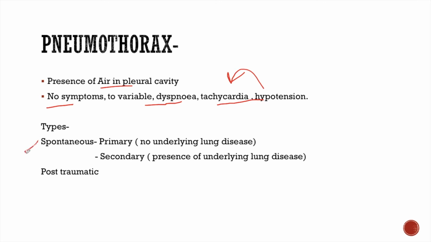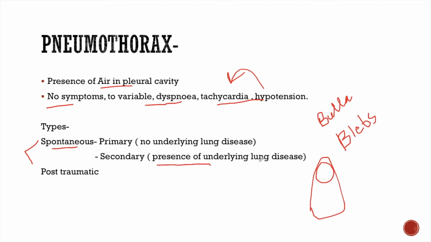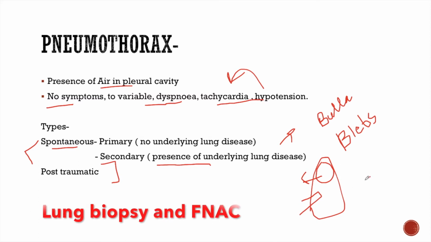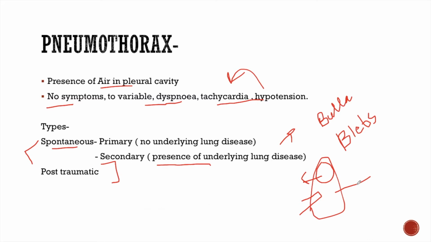It may be of two types: spontaneous, when there is no antecedent cause. When there is some underlying disease like air-filled bulla or blebs which may rupture into the pleura and cause pneumothorax, then this is called secondary spontaneous pneumothorax. Otherwise, the vast majority of the pneumothorax we see are usually from trauma, when fractured ribs may indent and tear the visceral pleura, or iatrogenic, from lung biopsies and FNACs, when air may leak from the lungs into the pleura.